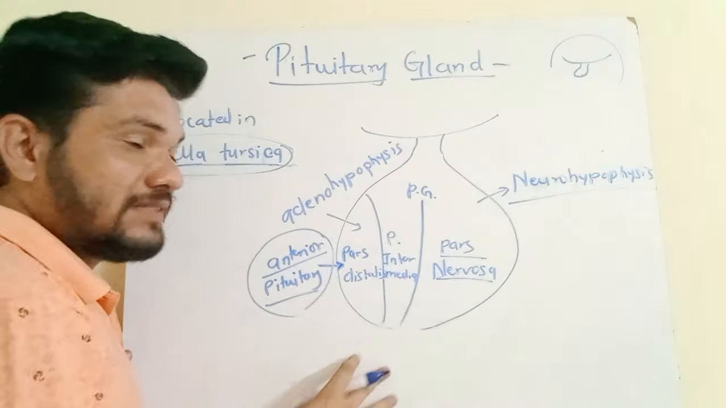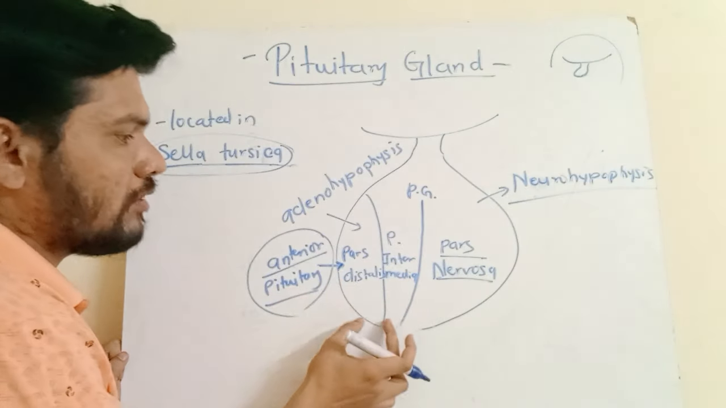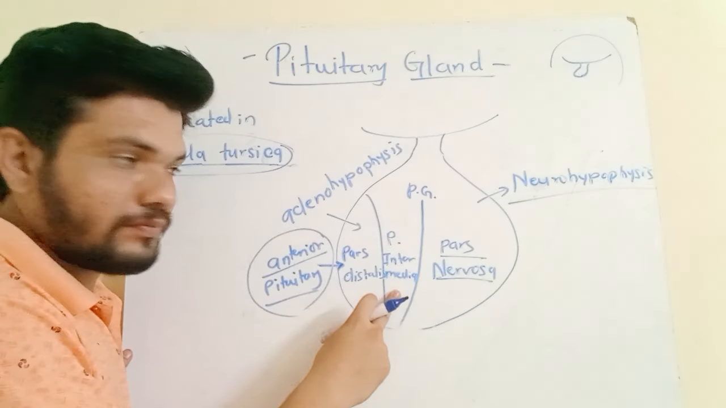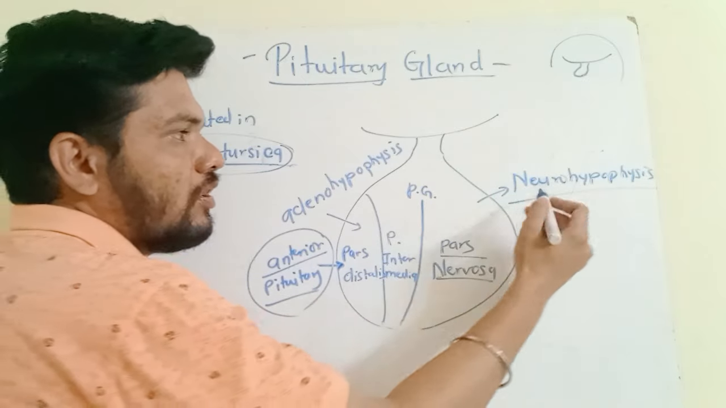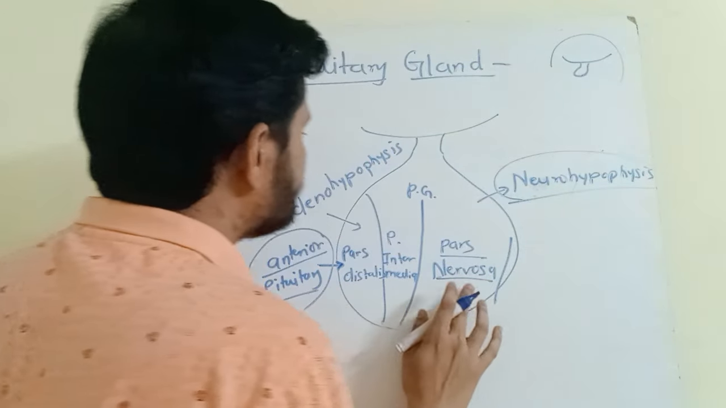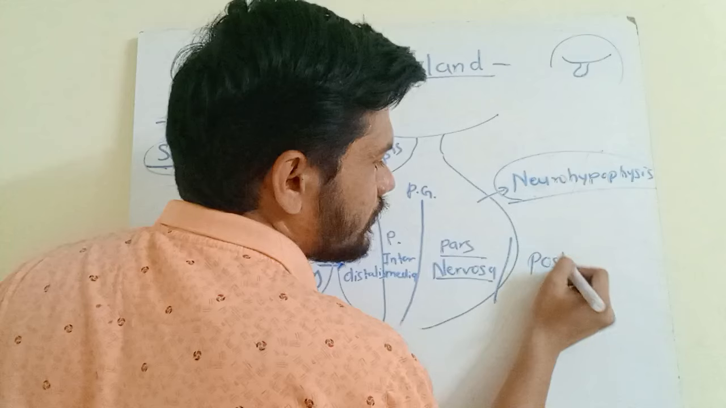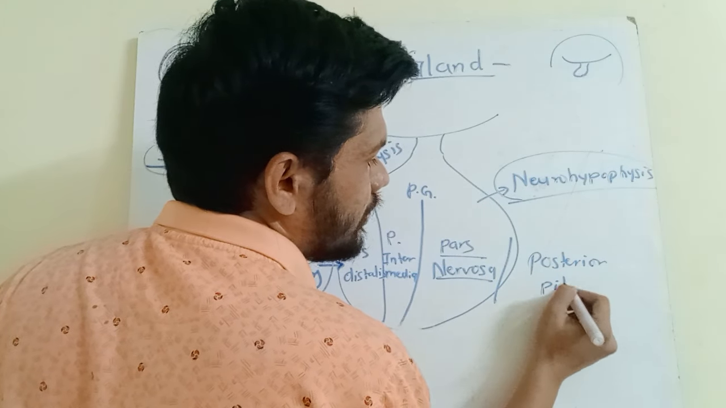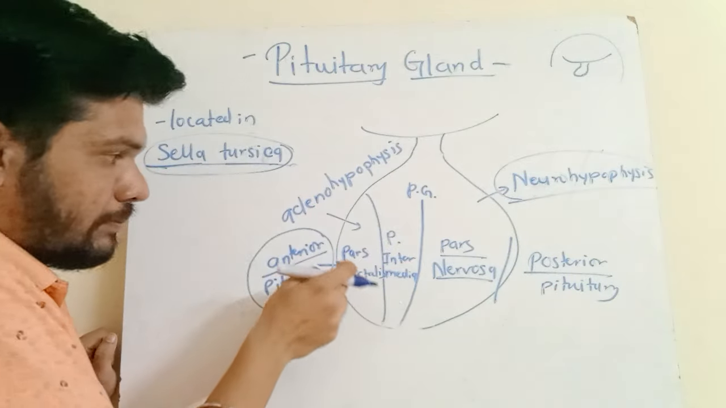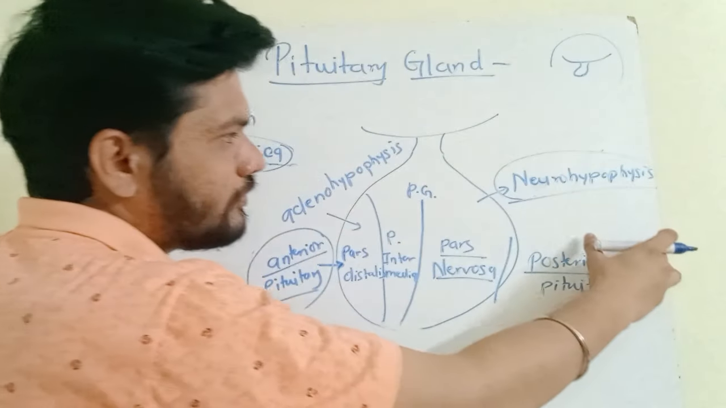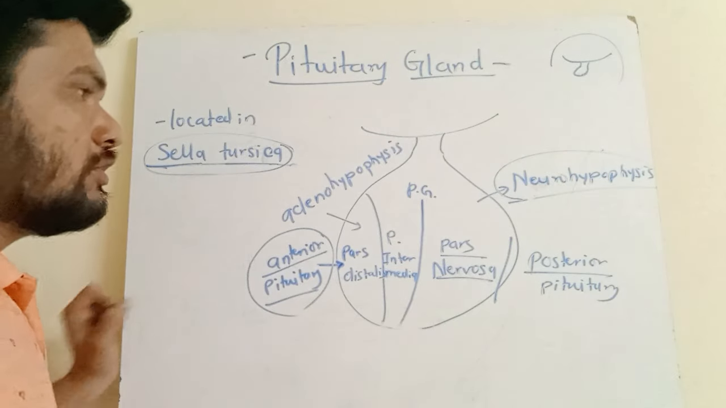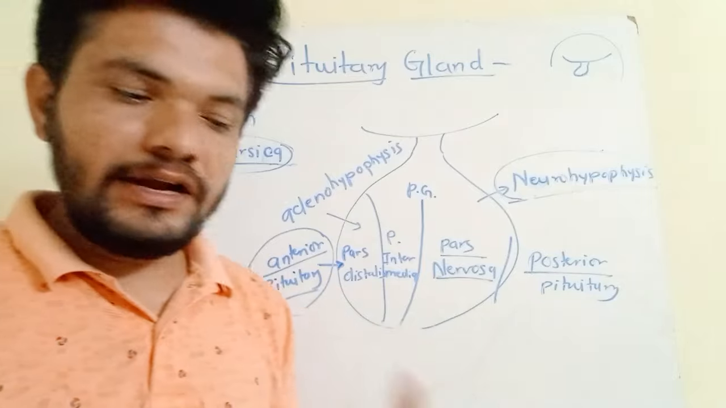So the pituitary gland is basically divided into three regions. This region is of the anterior pituitary, pars distalis and pars intermedia. And this region is called the neurohypophysis or pars nervosa, or the posterior pituitary. So anterior pituitary, adenohypophysis, pars distalis; posterior pituitary, neurohypophysis, also called the pars nervosa. These things you have to remember about the anatomy of the pituitary gland.